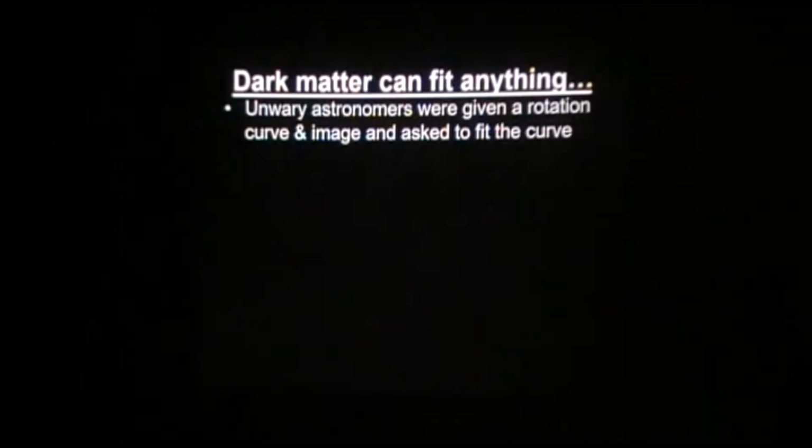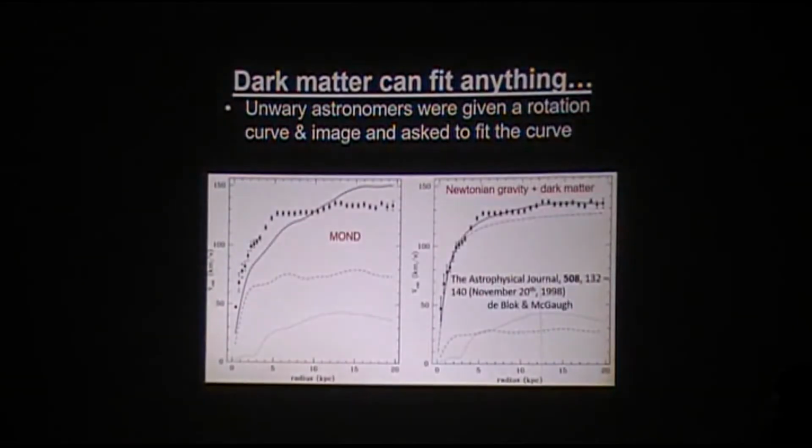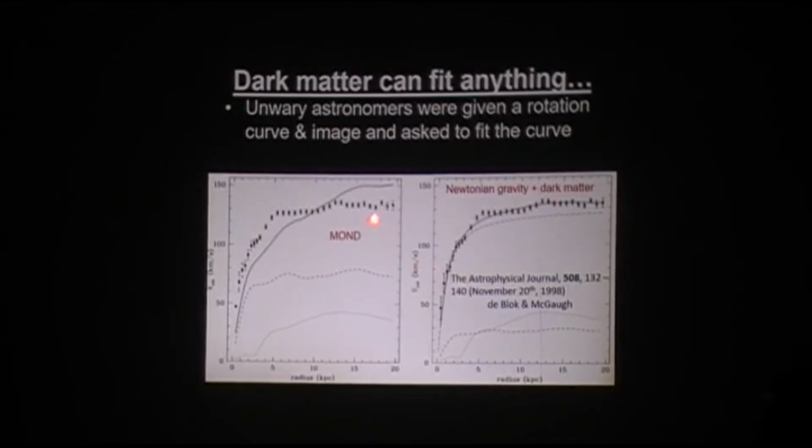So another thing that people did is look at what happens with dark matter. Some astronomers got a rotation curve of a galaxy and a color image, so they could try and predict the rotation curve, and then they got the actual rotation curve. In MOND what happened is they couldn't really fit the data very well, whereas in Newtonian gravity plus dark matter they seem to have gotten a perfect fit. So this might look very bad for MOND.